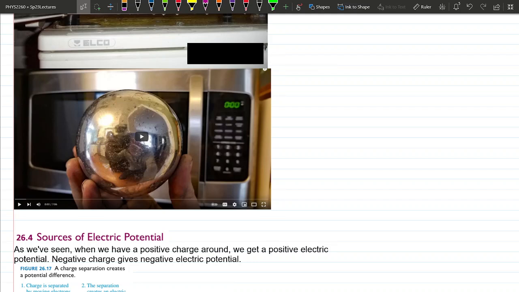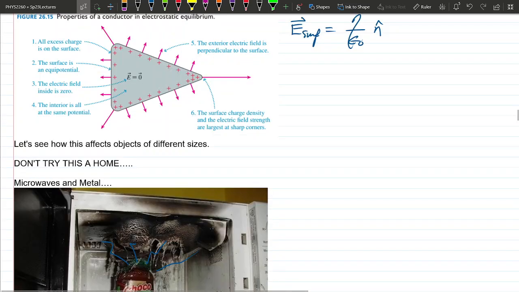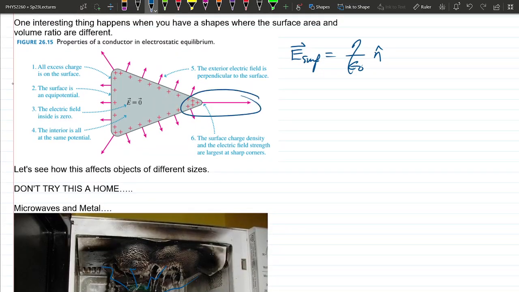So that's an interesting thing that we actually could have talked about in chapter 24 also. But in case you do want to microwave anything metal, make sure it's nice and polished and has no sharp edges on it, okay? Because the electric field is always bigger on these sharp edges, okay?